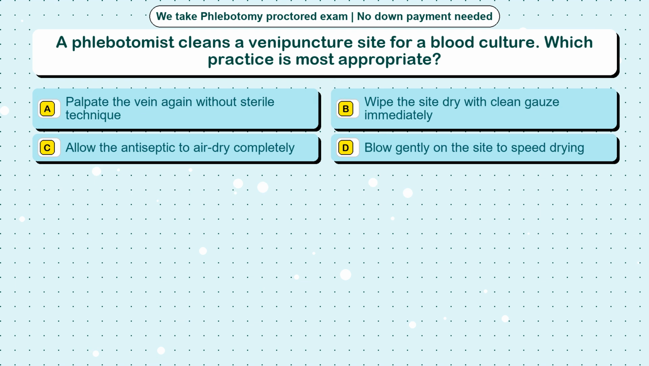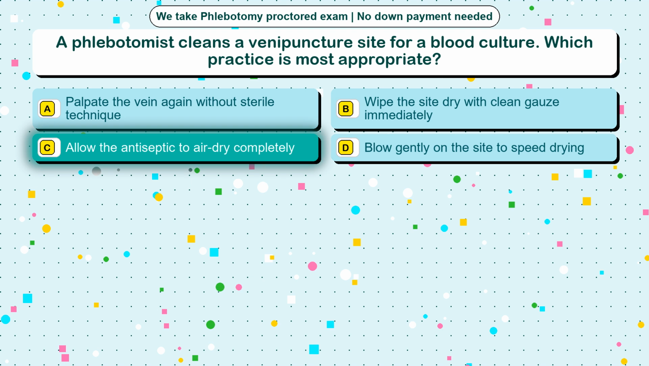Question 30. A phlebotomist cleans a venipuncture site for a blood culture. Which practice is most appropriate? Option A, palpate the vein again without sterile technique. Option B, wipe the site dry with clean gauze immediately. Option C, allow the antiseptic to air dry completely. Option D, blow gently on the site to speed drying.